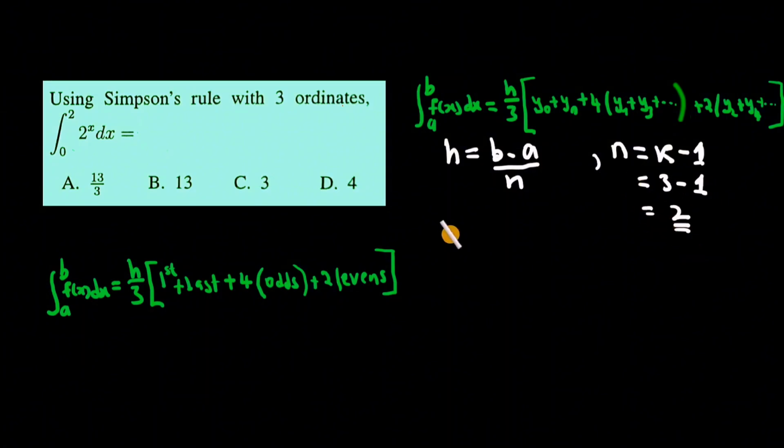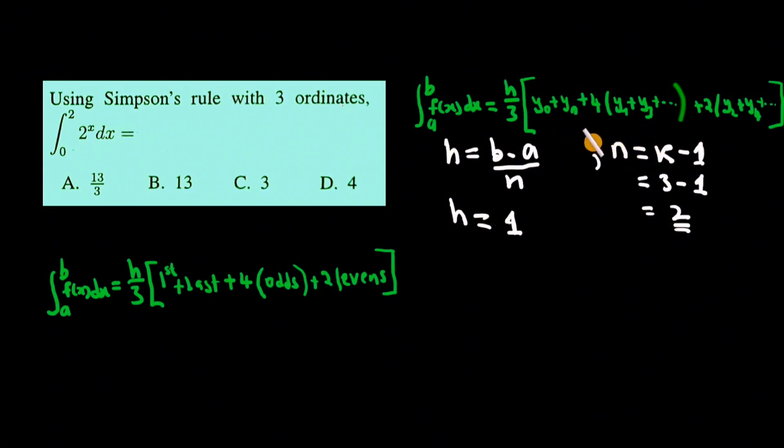So n is 2. Now from the equation, the integral is from 0 to 2. Comparing the integral with this formula, the value of b is 2 and the value of a is 0, so that is 2 minus 0, all over n, which is 2. So h is equal to 2 minus 0, which is 2 over 2, and this is equal to 1, that is, h is 1.